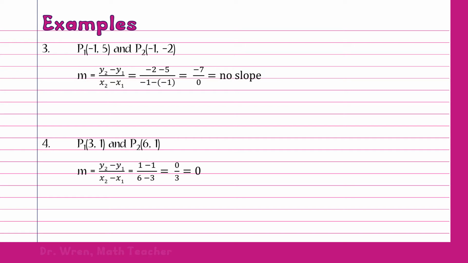Example 3 shows the calculation of no slope. In the no slope scenario, the x values are the same, which produces a 0 in the denominator when subtracted. Division by 0 is not allowed, hence no slope or an undefined slope. Example 4 illustrates a zero slope. In the zero slope scenario, the y values are the same. When subtracted, this produces a 0 in the numerator, which results in a zero slope.